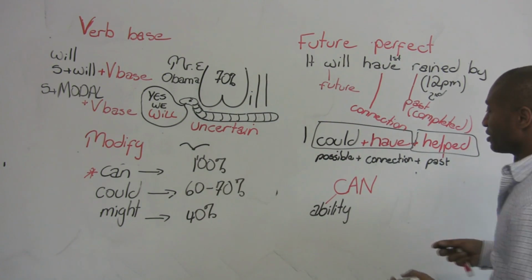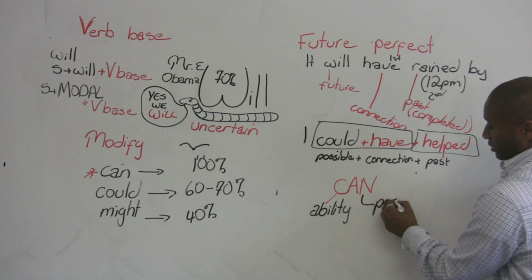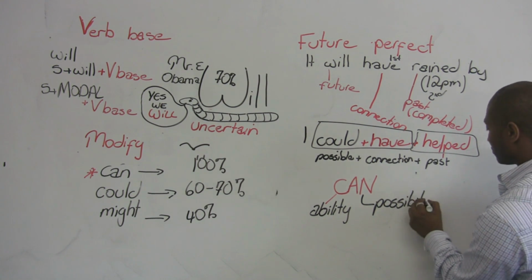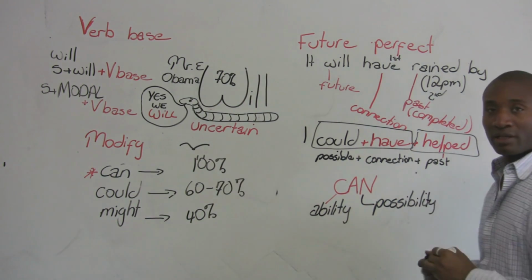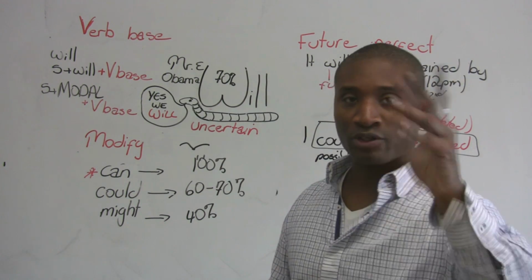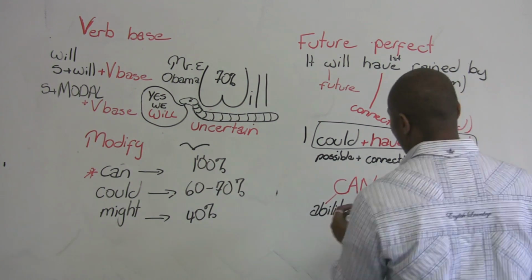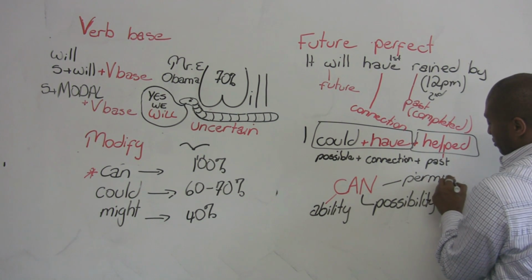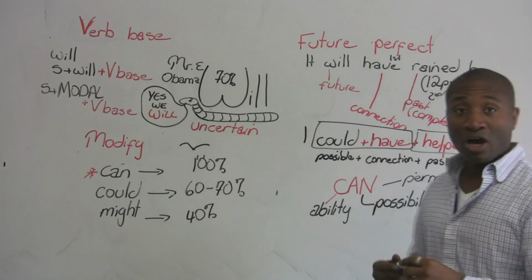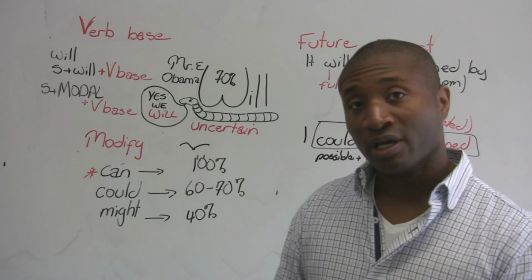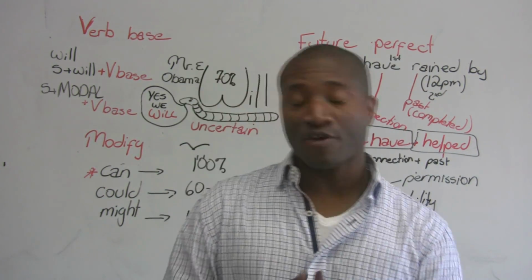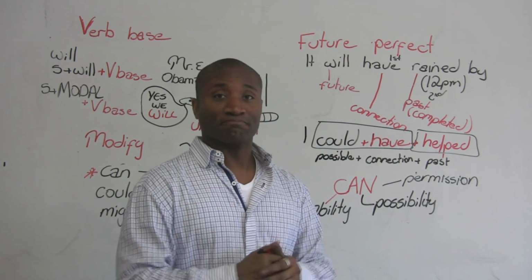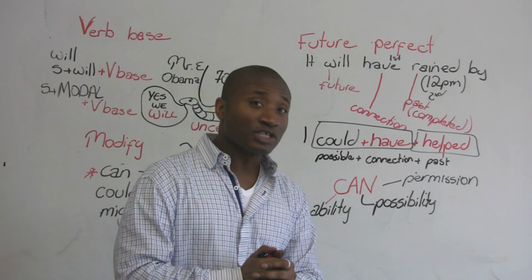Okay, so we can talk about ability. We can talk about possibility. Remember possibility? It leads to future meaning. Like, I can help you tomorrow. It's possible for me, 100% possible. All right? We can use can for permission. Asking for permission or expressing permission. Can I go to the washroom? Can you have my babies? Or, yes, you can have my babies. Yes. Go to eBay, I sell them, very cheap.